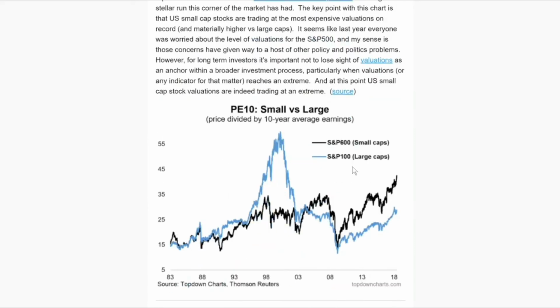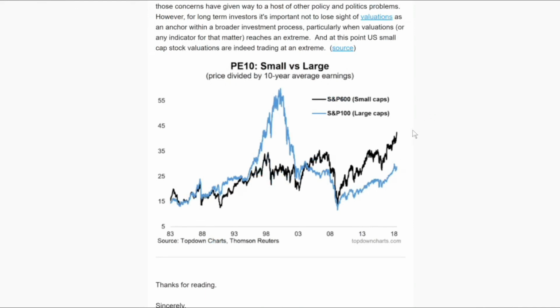Number 5, last but very much not least, PE10, price divided by a trailing 10-year average earnings for the S&P 600, that's the small cap index, and the S&P 100, that's a large cap index. And look at the chart. It sort of speaks for itself, really. It's at the highest point ever, or at least the highest point on record, and much higher than where large caps are sitting.